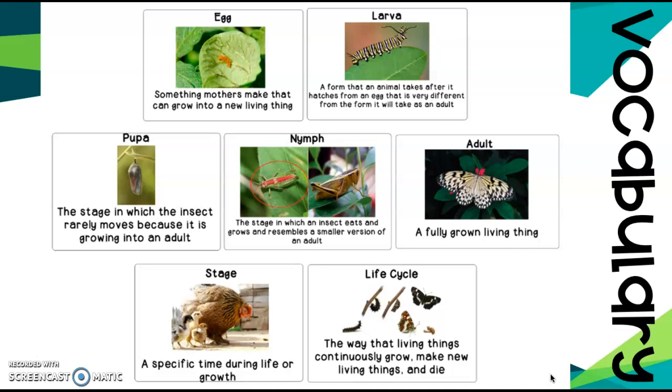In the middle of the middle, nymph, the stage in which an insect eats and grows and resembles a smaller version of an adult. In the right of the middle, adult, a fully grown living thing. The bottom left, stage, a specific time during life or growth. In the bottom right, life cycle, the way that living things continuously grow, make new living things, and die.